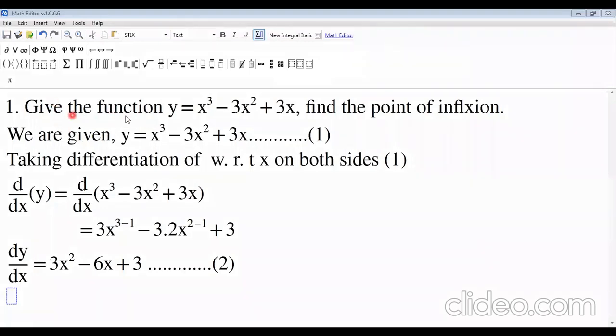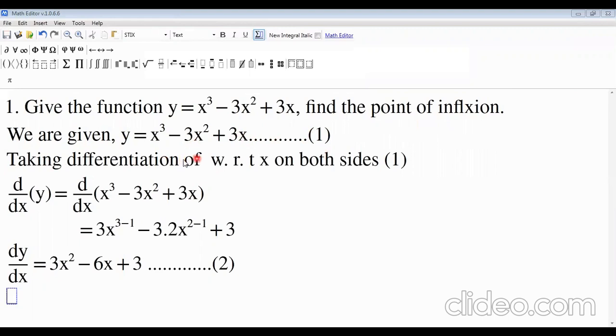Okay, in this example, given the function y equals x cubed minus 3x squared plus 3x, we have to find the inflection point. Now we are given y equals x cubed minus 3x squared plus 3x. This is equation number 1.